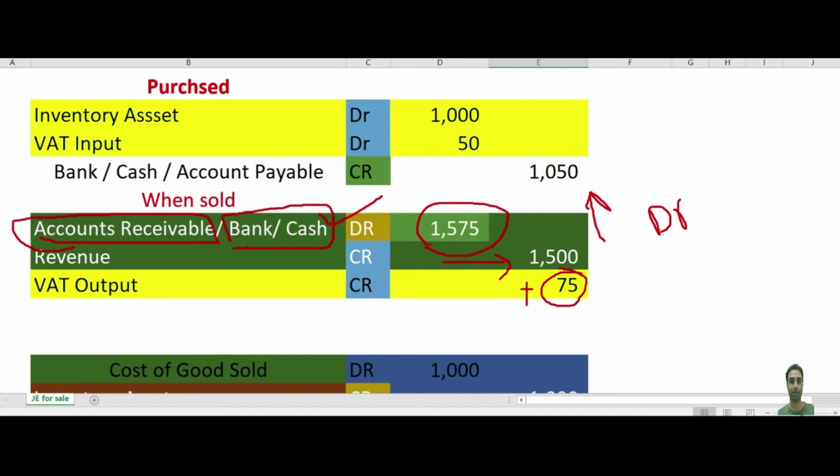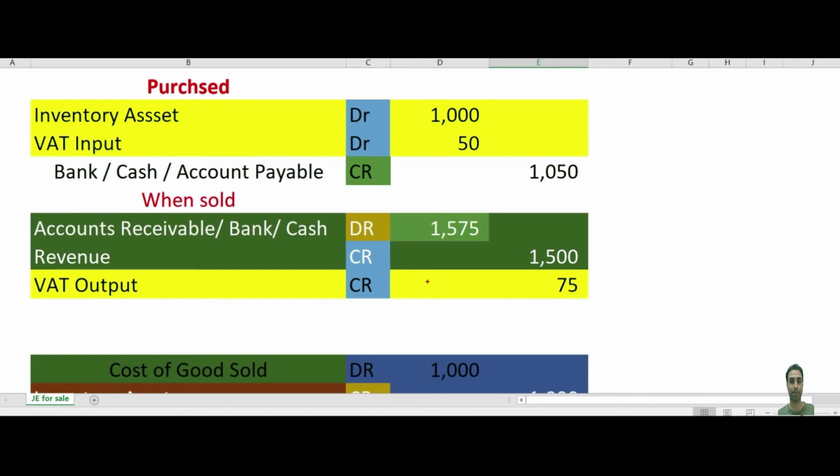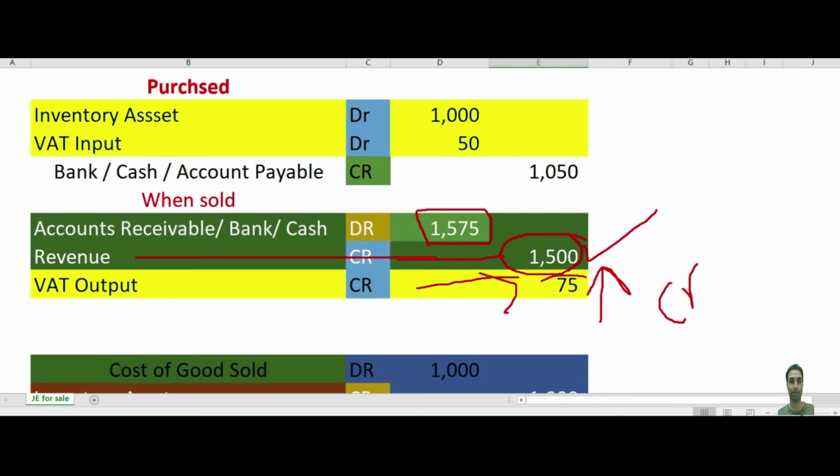So this asset can be cash or bank or account receivable. Okay, and similarly, if you see over here, VAT, now what will be the credit? This was the debit amount. Okay, now what will be the credit? Your revenue has increased with 1500. Keep in mind, your revenue has increased with 1500, not 1575. This is your revenue. Increase in revenue is credit. And also VAT output is your liability, and increase in liability is what? Credit. So that is why it is being credited.